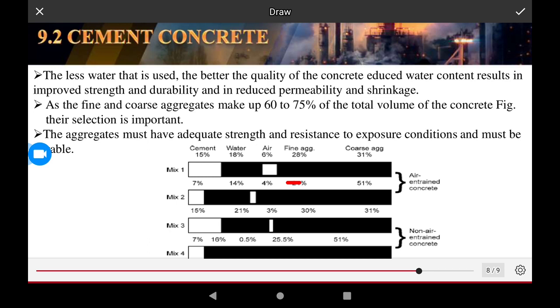The third mixture is 15% cement, 21% water and 3% air, with fine aggregate 30% and coarse aggregate 31%. The fourth mixture is 7% cement, 16% water, 0.5% air, fine aggregate 25.5% and coarse aggregate 51%. This is non-air-entrained concrete.